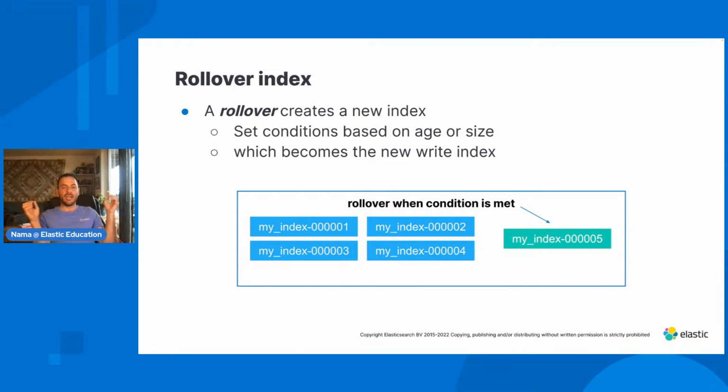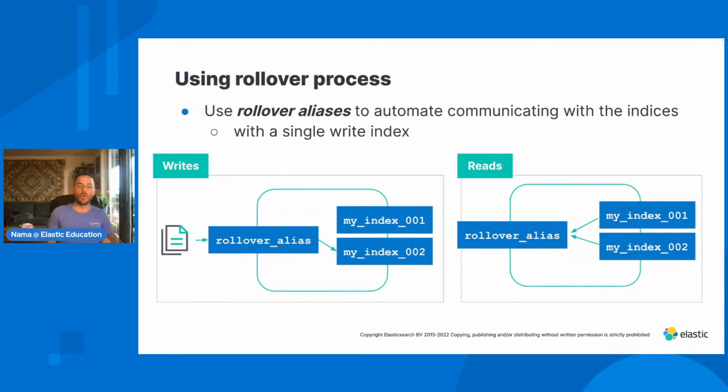So now how do we go ahead and actually read all these? How do I go ahead and index to the correct single index? So introducing a rollover alias, okay? It's in the index settings that we can specify, and it allows us to use this name on this rollover process.